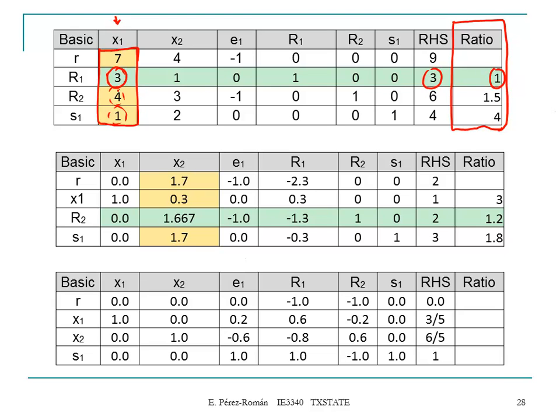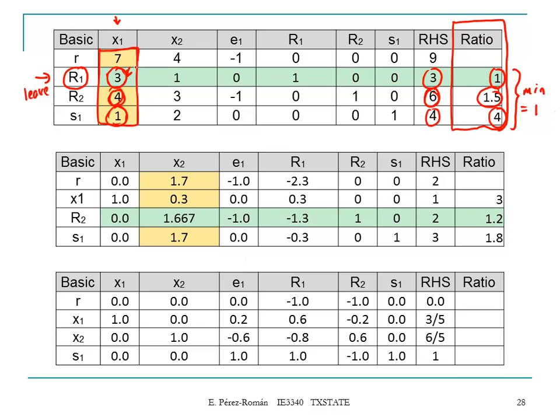Same thing here. We divide 4 divided by 6. I'm sorry, the other way around. 6 divided by 4, that's 1.5. And 4 divided by 1, that's 4. So from these three, we find the minimum. The minimum equals 1. So that is telling us that R1 is the variable that is going to leave the basic solution. And we're going to pivot this coefficient, which is in the first row of our tableau.